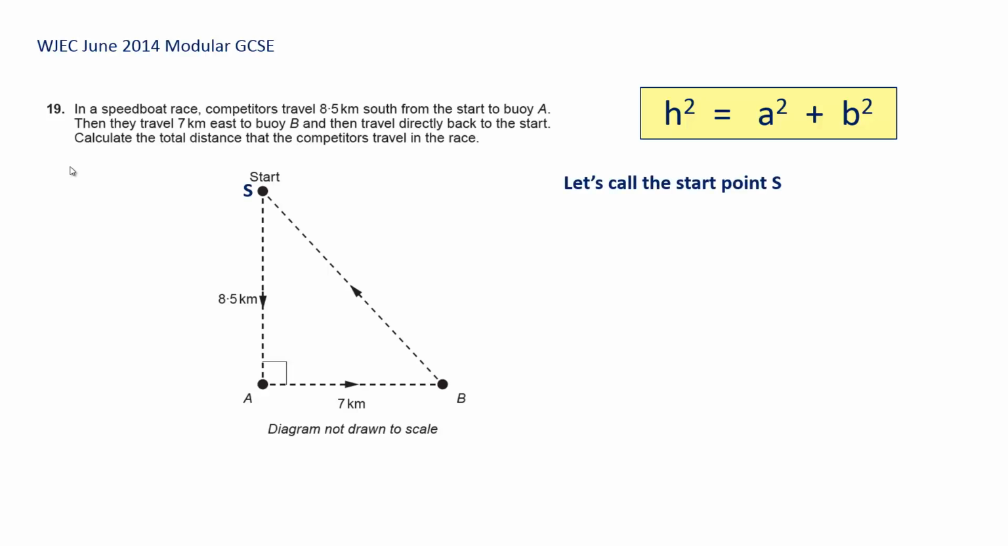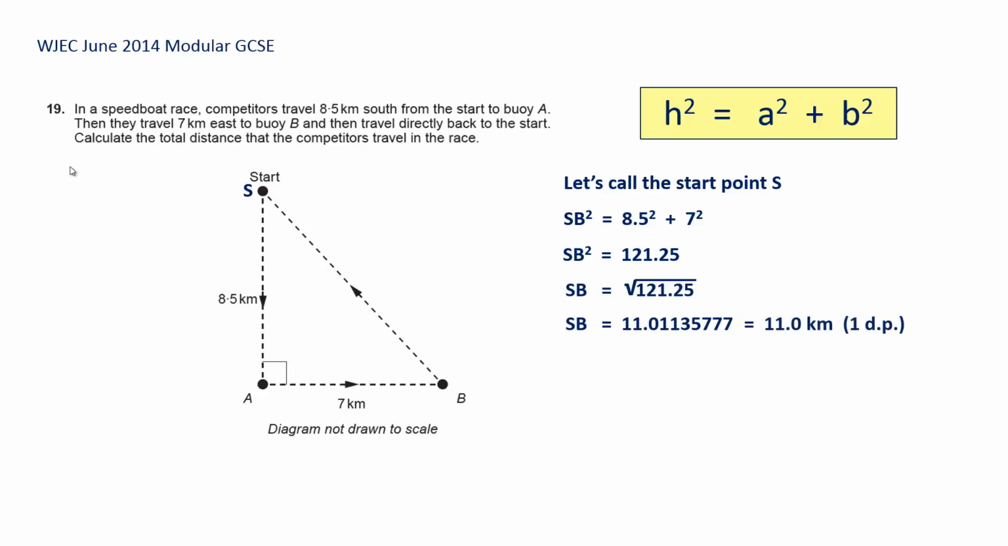Let's call the start point S, so then we can give some titles to the sides. We're going to call that long one there SB squared, that's the hypotenuse squared, and that equals 8.5 squared plus 7 squared, which is a squared plus b squared. Plug in the numbers to a calculator, we get SB squared is 121.25. We don't want SB squared, we want SB, so we square root both sides, and SB comes out to be that, and we're going to work to 1 decimal place.